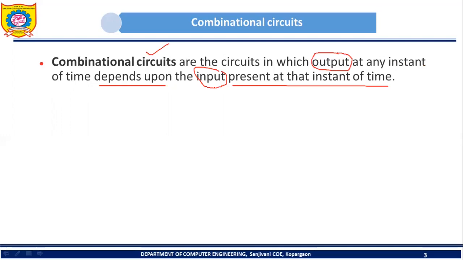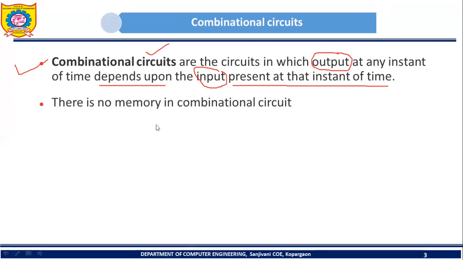What happens in case of combinational circuit? The output at some particular instant of time depends on input at that instant of time only. So in other words, we can say that in case of combinational circuit, present output depends on present input. So present output does not depend upon past input or past output. So if this is the case, then we can say that it is combinational circuit. So combinational circuit does not require memory element. There is no memory in combinational circuit.